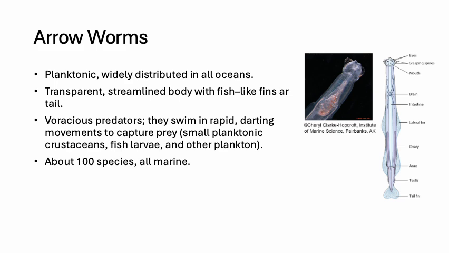Arrowworms are sleek, transparent predators that look almost like tiny torpedoes. With fins and a tail, they can dart quickly to grab prey, mostly planktonic crustaceans and fish larvae. Even though they're small, they are voracious hunters, and they're found in every ocean. Arrowworms are a reminder that even at microscopic scale, the oceans are full of predators and prey locked in constant interactions.